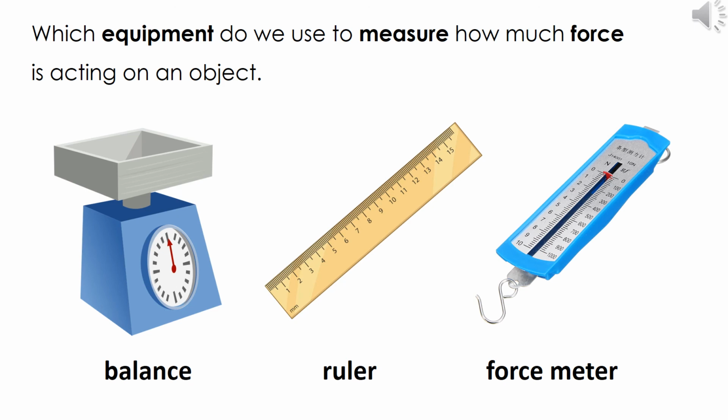Which equipment do we use to measure how much force is acting on an object? Is it a balance, a ruler, or a force meter? Which is the correct equipment? We can see in the question we are measuring force. Therefore, we should use a force meter.